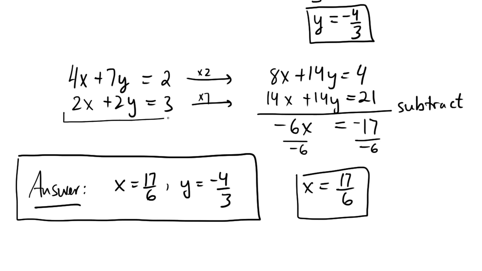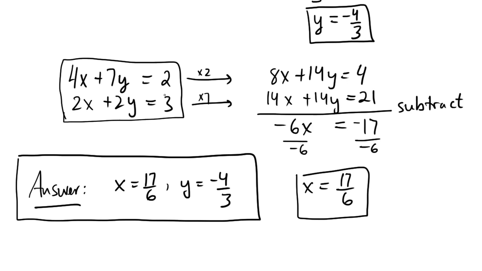Well, this is actually not very hard because here's our system. Why don't we just put these numbers in our calculator and work them out and see if we really get 2 when we put it in the first one, and see if we really do get 3 when we put them in the second. So if I do 14 times 17 over 6 plus 7 times negative 4 over 3, and I press equals, I get 2. So that's a good sign.